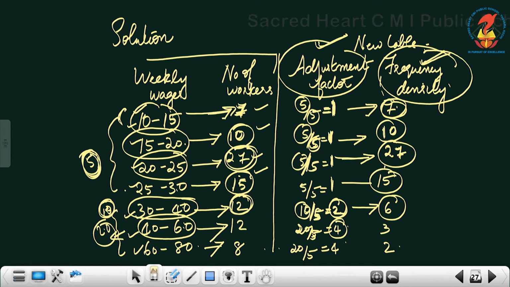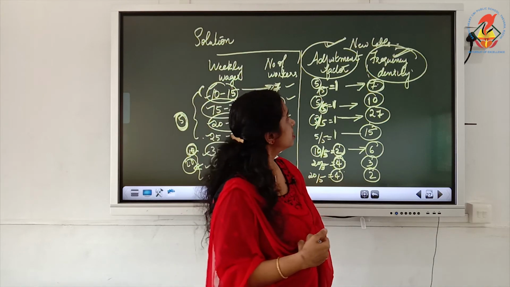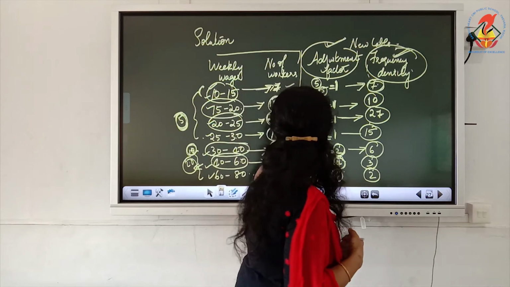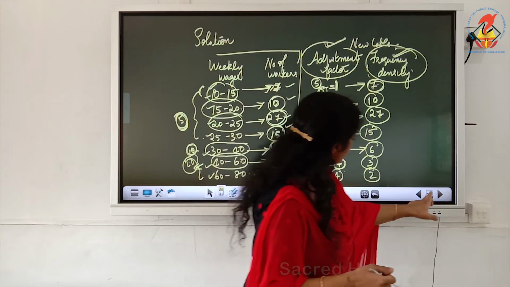Then comes the next one, that is 12 as the frequency divided by the adjustment factor here, which is 4. So, 12 divided by 4 is equal to 3. Then comes the next frequency 8 from the table, adjustment factor is 4, 8 divided by 4 is equal to 2, that is the new frequency density. So, this is a new table that we are going to frame with the adjustment factor and the frequency density. Now, we are going to depict the values on the graph.